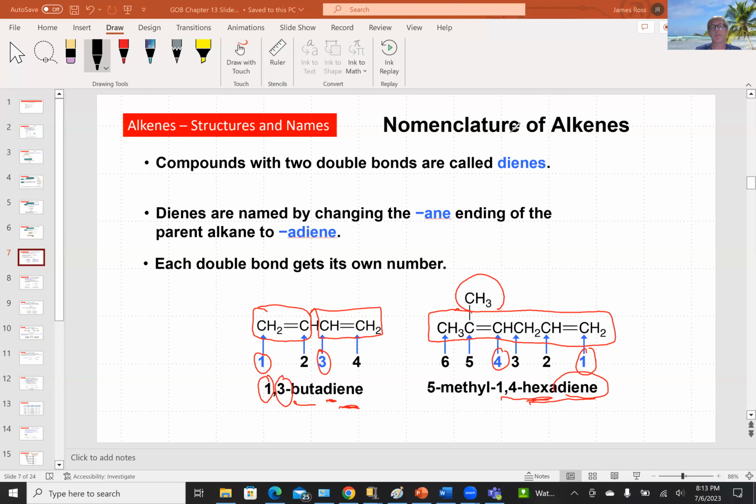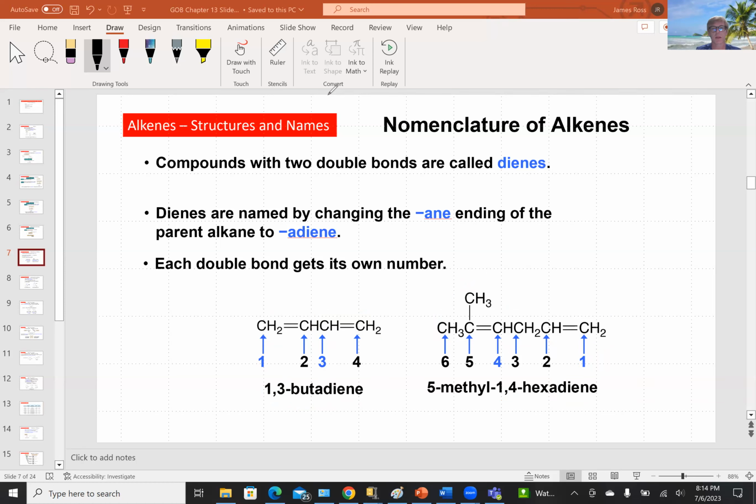So again, keep in mind that we have to be able to go from the name to the structure, or from the structure back to the name. And the naming convention is designed to be very construction friendly. So it should really be a name as a blueprint to write the structure. So the folks that invented this nomenclature language were very thoughtful. They wanted to help a chemist out.